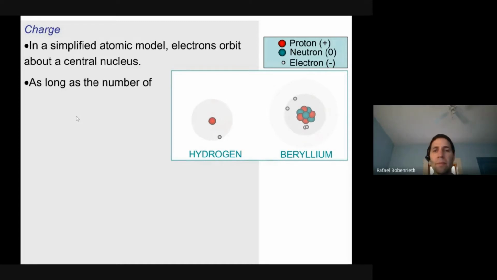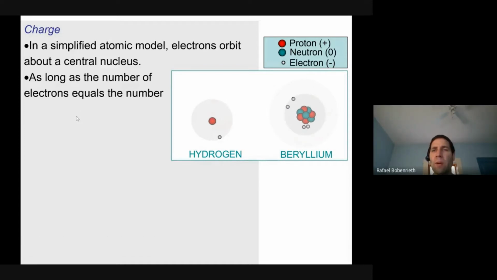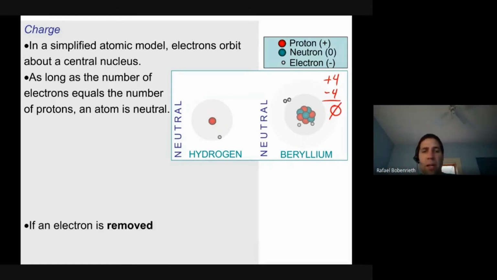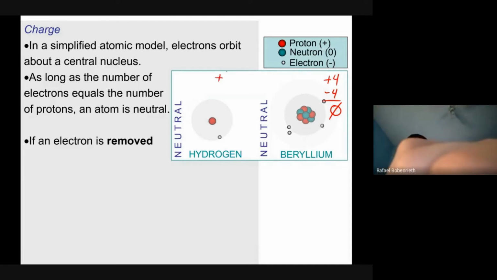And so notice each proton, you probably learned somewhere in the past, has a charge of +1. Each electron has a charge of -1. And as long as the number of electrons equals the number of protons, you have a neutral atom, right? In other words, on the right here, if I just do a little math, I have +4 protons. And then I have 4 electrons, so -4, so the net charge is 0. Same thing over here with the hydrogen atom. +1 proton in the middle, -1 electron orbiting it, so total charge is 0, the atom is neutral.